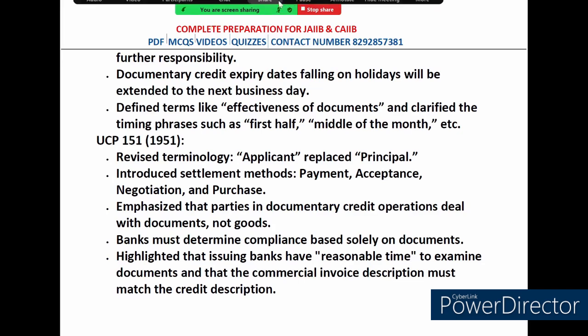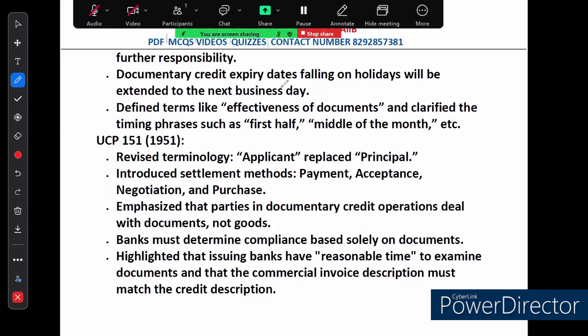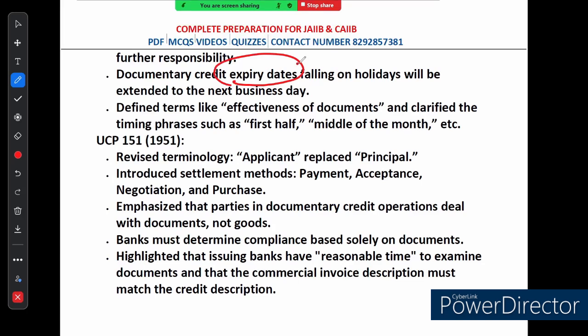One important feature of the UCP guidelines is how they handle expiration dates. Here you can see the expiry date, that is called the expiration date. Imagine a scenario where a documentary credit expires on a holiday. So suppose this documentary credit expires on a holiday.